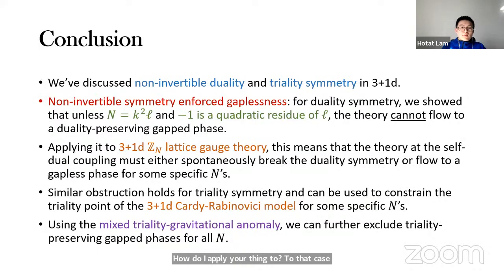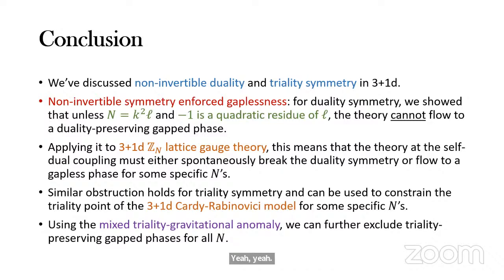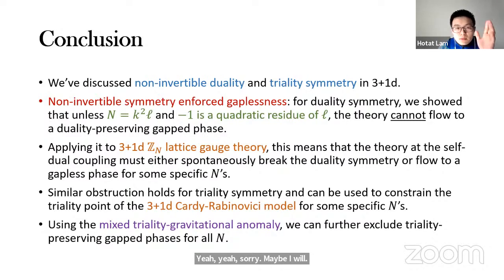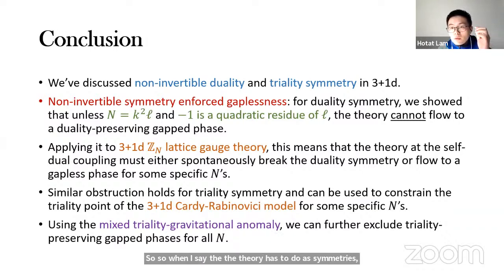Oh, I see what you're saying. Okay, so yeah, sorry, maybe I wasn't clear. So let me see whether this helps you. When I say the theory has a duality symmetry, I always implicitly assume there's a Zn vacuum symmetry in the theory. So that really comes in the package.